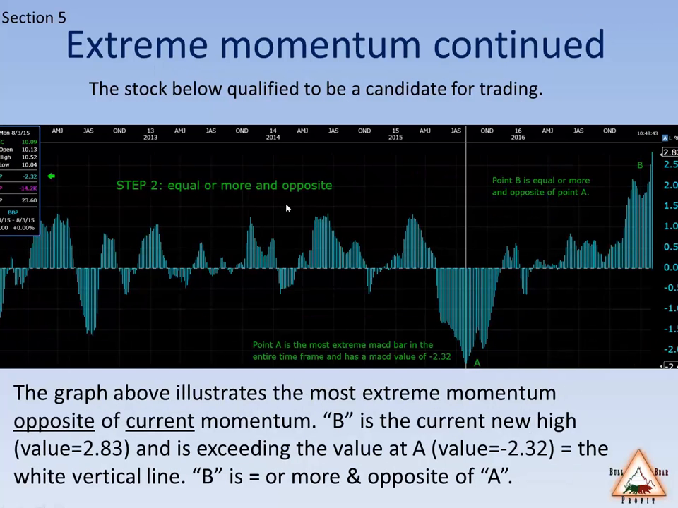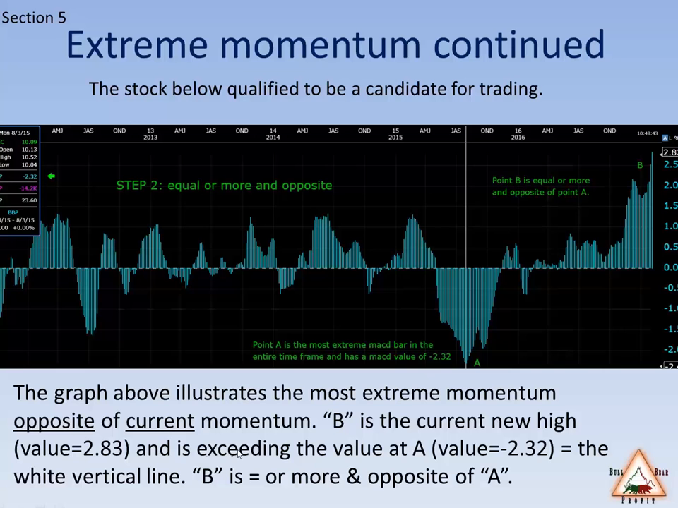So step 2, equal or more and opposite. The above graph illustrates the most extreme momentum opposite of the current momentum B. So if we have here, point A is the most extreme MACD bar in the entire time frame and has a MACD value of -2.32. Then if you look up to B here, the point B is equal or more and opposite of point A. B is the current new high value of 2.83. And we want a value of at least 2.32, and it exceeded that to 2.83.